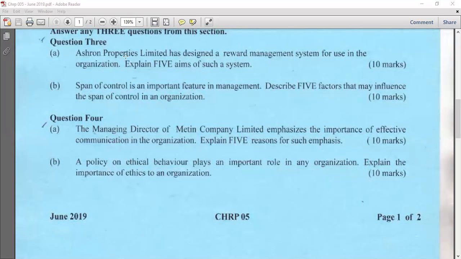Can we say the type of people maybe who are being controlled or people who are being supervised? Because if you are supervising for instance, the cashiers or the manual workers, you need a smaller span of control. So if you have so many people that you want to supervise, you need a smaller span of control. Anybody else?